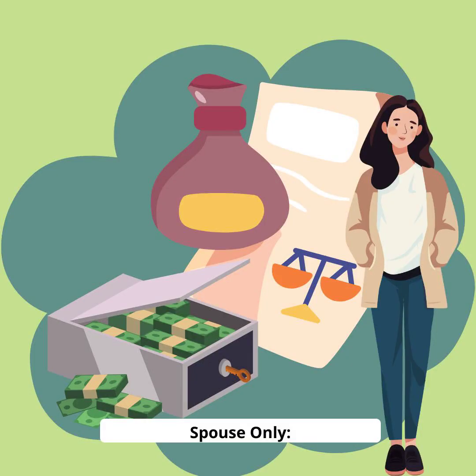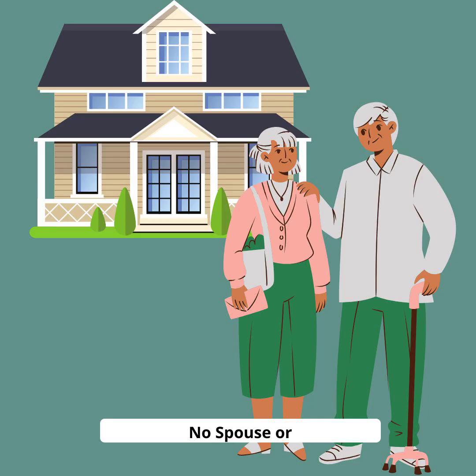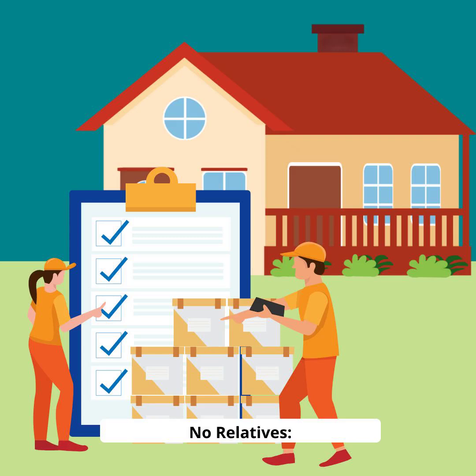Spouse only. Without children, the spouse inherits all community property. The deceased's property goes to their closest living relatives, like parents or siblings. No spouse or children. The closest relatives inherit, starting with parents and siblings. Then it goes to more distant relatives like nieces, nephews, or cousins. No relatives. If there are no living relatives, the state may inherit the property.